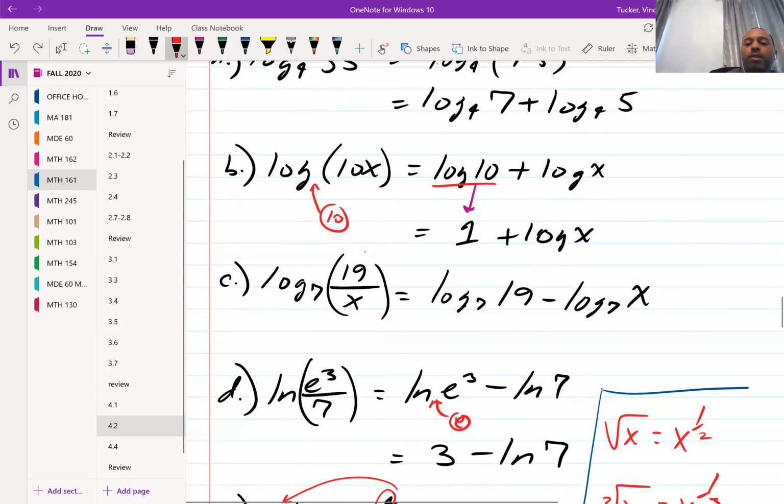Looking at this next one, D. You have the natural log of e to the third power over 7. So first thing we recognize is that that suggests that we should use the quotient rule. So we'll subtract those. And our base for the natural log is e. So that relationship allows us to cancel this part out and leave us with just the 3. So that's why we have 3 minus the natural log of 7.